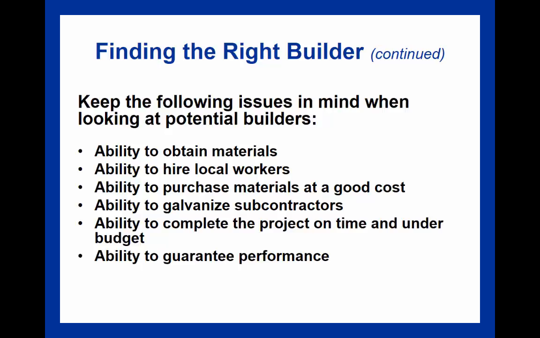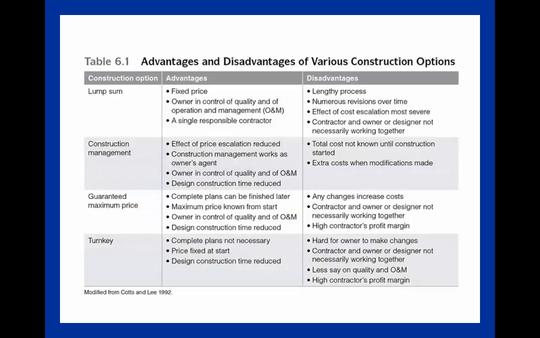And then once that is all decided, a construction contract between the prospective owner and the prospective contractor, the builder, would be drafted. And there are specific construction options. There could be a lump sum option, a construction management option, guaranteed maximum price, and turnkey. And all of these different options are listed in the textbook at table 6.1. And here, it talks about some of the advantages and disadvantages.